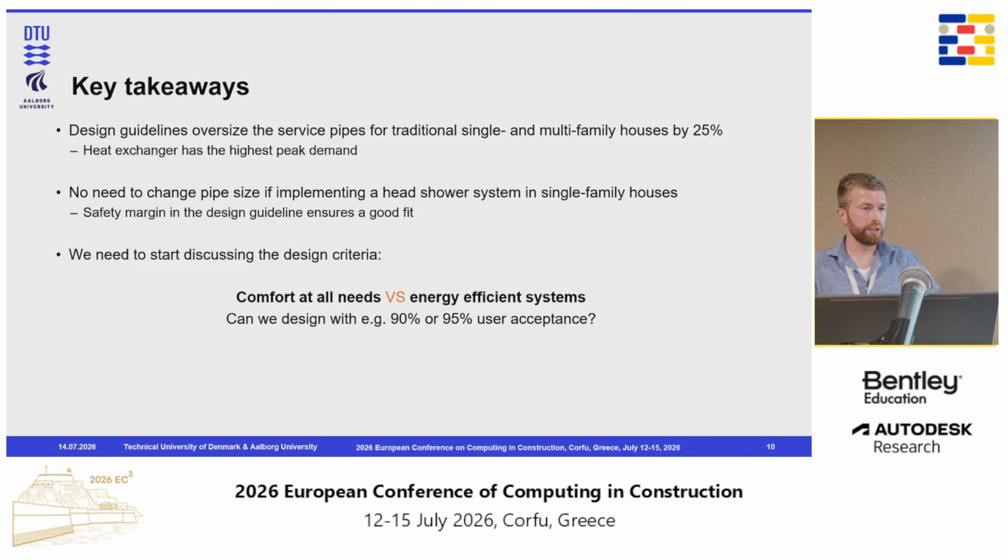So my key takeaway is that this design guideline oversizes the service pipe. So the service pipe is the one pipe going to one building. This holds for traditional single-family houses with handheld shower, and then for multi-family apartment buildings, with around 25%. And I only showed the data for heat exchangers because that's the one with the highest peak demand. If we're talking about storage tanks, it's another story.